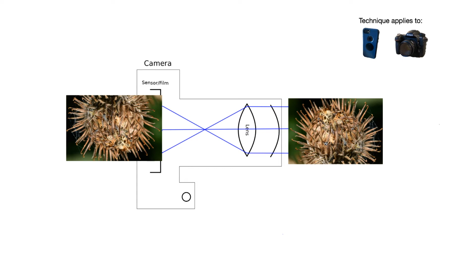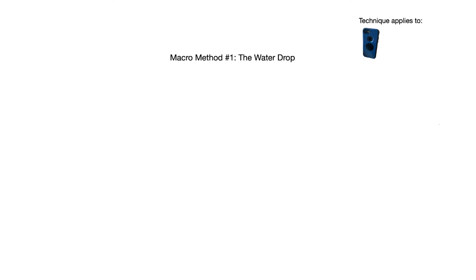So what we're now going to look at is several techniques that you can use to do macro photography with your cell phone or your DSLR, whatever camera that you have, that doesn't require going out and buying any special equipment. The first technique we're going to look at to do macro photography is using a water drop.